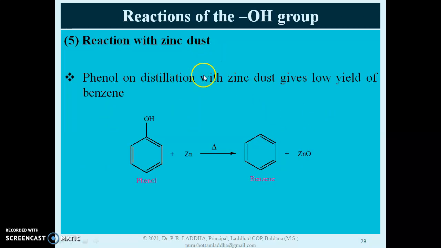Then the last reaction of this OH group, that is the reaction with zinc dust. Phenol on distillation with zinc dust, that OH group gets reduced, and from that we will get benzene, but it will produce a low yield of benzene.